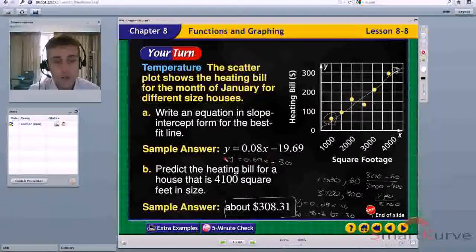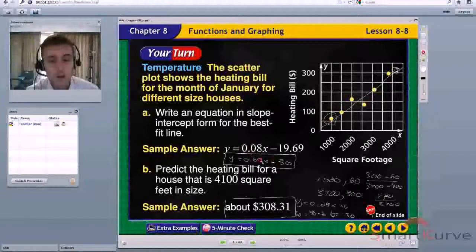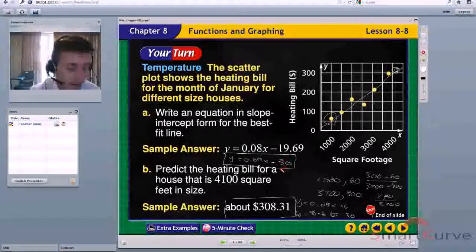But depending on which y equals mx plus b equation you use, you will get a different answer for this. If we use my equation, we have 0.09 times 4,100. That's 369 plus 30. On my equation, we would get 399.